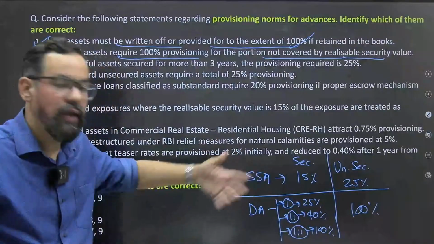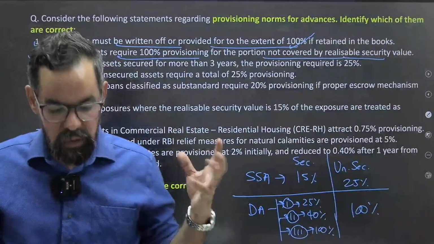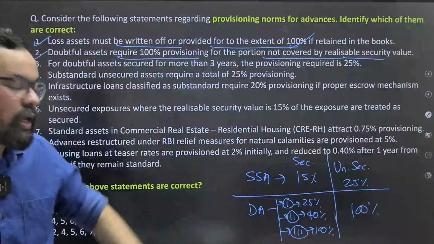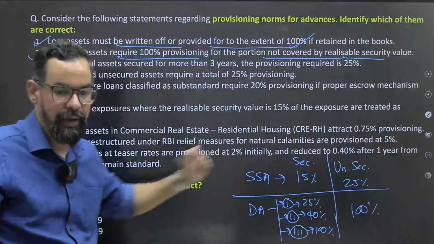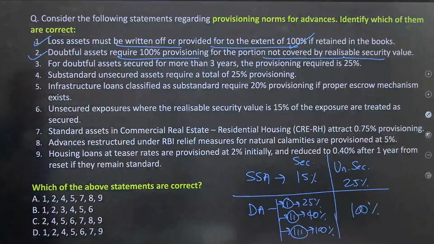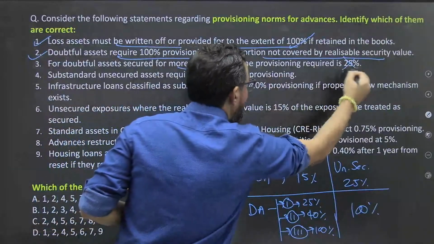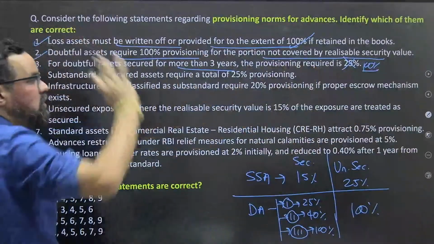Apart from this, if it comes to loss asset, first of all it should be written off from our books. उसको हटाना पड़ेगा. अगर if we are keeping that particular asset in our book for any purpose, then we have to make a 100% provision, क्योंकि यहीं पे 100% पहुंच चुका है. ठीक है, so that is the one. So for doubtful asset secure for more than 3 years, the provisioning will be आपका 100%. ठीक है, because it will enter to doubtful 3 and the provisioning will be 100%.